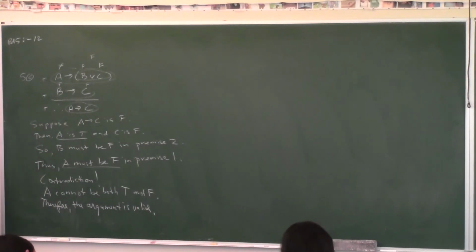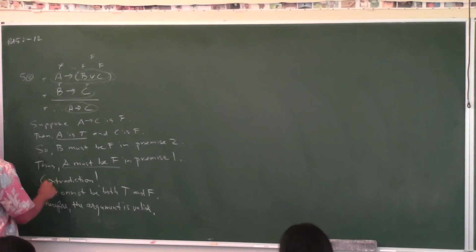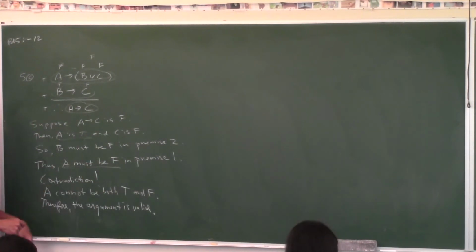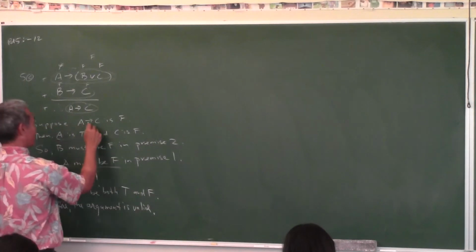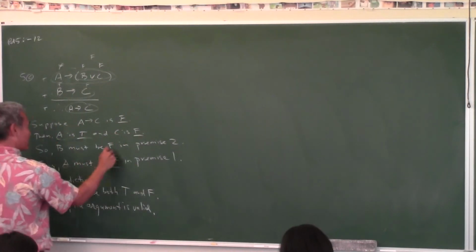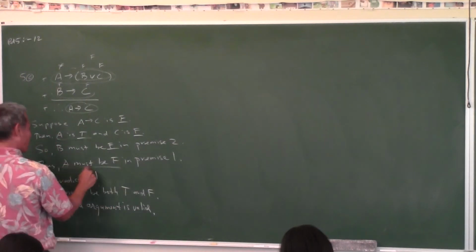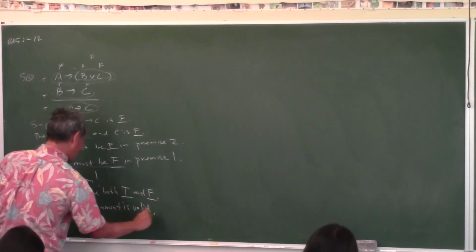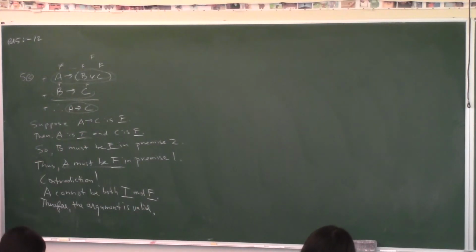Now, like I promised you, you don't have to write out the whole thing. All you gotta do is fill in the truths and the falses. Like before, I used to make them do actual statements, but I'm gonna go easy on you. It's gonna look like this. Suppose A implies C is blank. Then A is blank and C is blank. So B must be blank. Thus, A must be blank in premise number 1. Contradiction. A cannot be blank and blank. Therefore, the argument is valid. All you gotta do is fill in the truths and the falses.